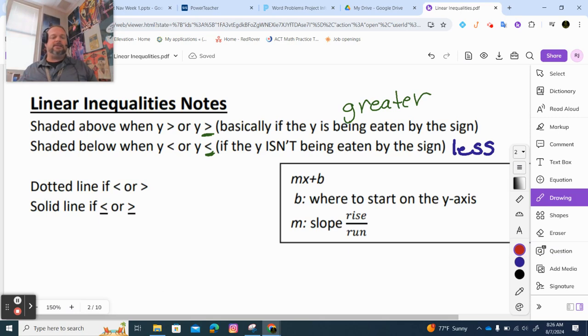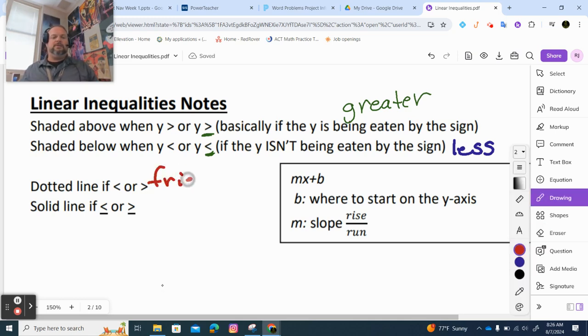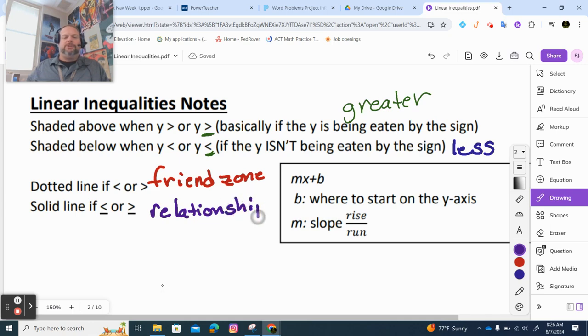Dotted line. This is like our friend zone. Does anybody have a colleague or a friend or an acquaintance in another one of the Algebra 1 classes, and you've compared notes, and you said, oh, my teacher calls that friend zoned? It's fine. All right, solid line, and this is our relationship, not our situationship, our relationship. I'm relating that because that's what we did on Monday. So I'm trying to tie it all together.